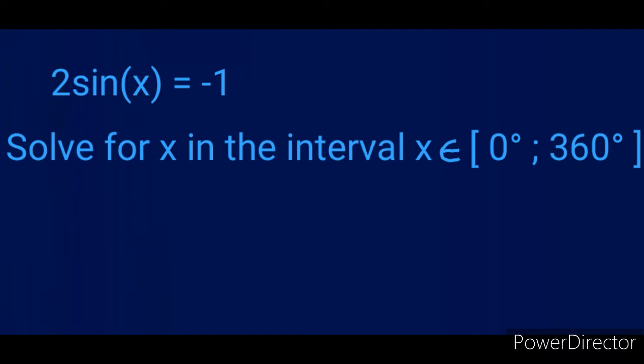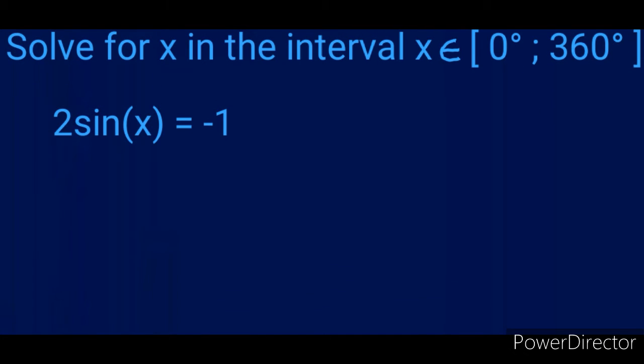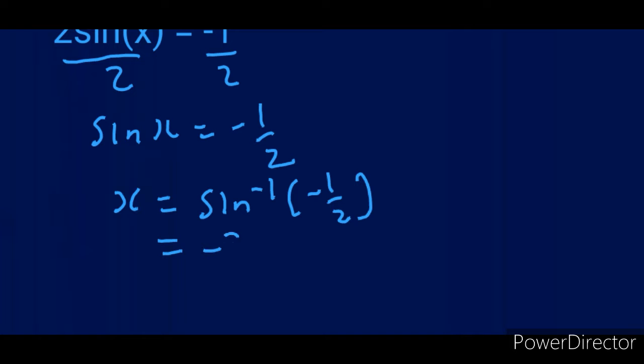So let's begin. So we are told so far that 2 sine x is equals to -1. So we have to make x the subject of the formula, and the first thing that we can do is to divide both sides by 2. And we're going to end up having sine x is equals to -1/2. And in order to make x the subject of the formula, we have to use inverse sine. So then we're going to have x is equals to inverse sine or arc sine, -1/2. And that is going to give us -30. So we have x as -30.